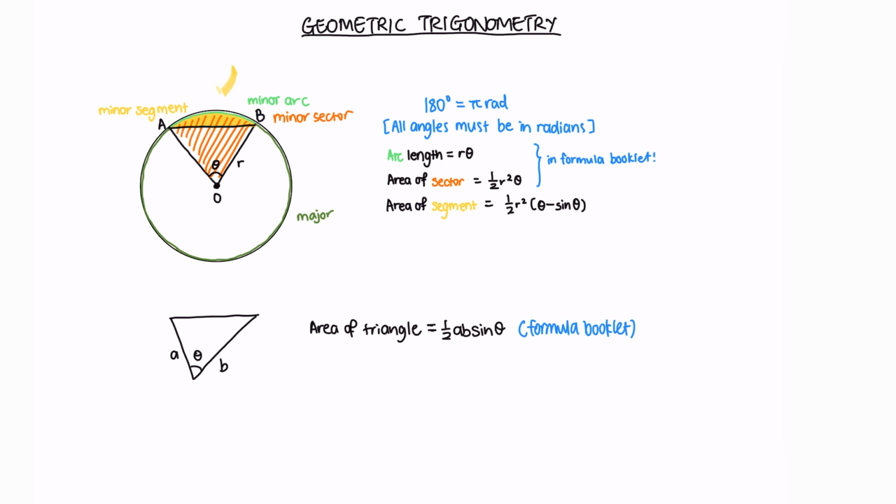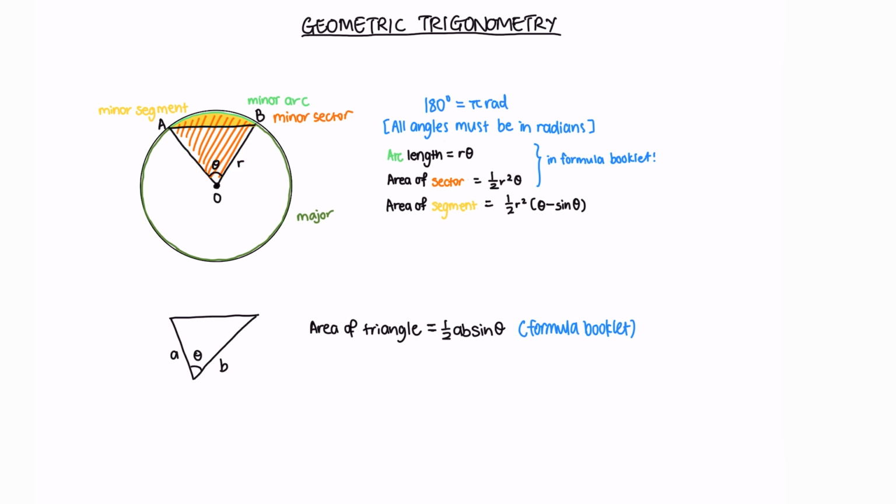Can you see the yellow area over here? That is the area of the minor segment. If you look very closely, the area of the minor segment just looks like the area of the orange area, the area of the minor sector, minus this triangle area. Am I right? And since we know the area of the triangle to be half AB sine theta, this area of the triangle is just half r times r sine theta.